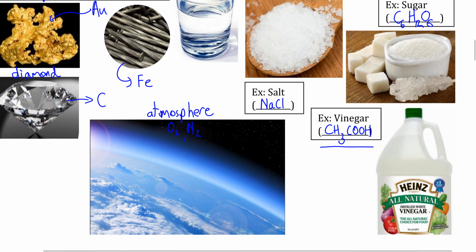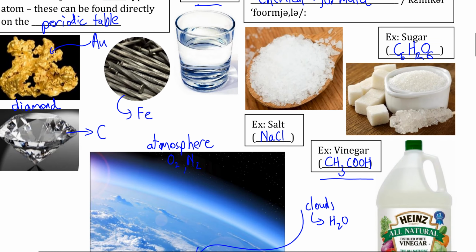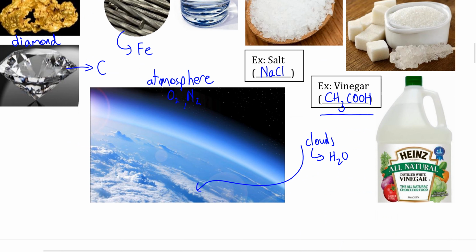Finally, if we return to Earth's atmosphere, we can see that there are examples of compounds in the atmosphere as well. For example, if we look at the clouds that we can clearly see, well, clouds we know are made of water. This is where our rain comes from. So this goes to show that not all water is in the liquid form. Some of it exists in gas form up in the atmosphere.